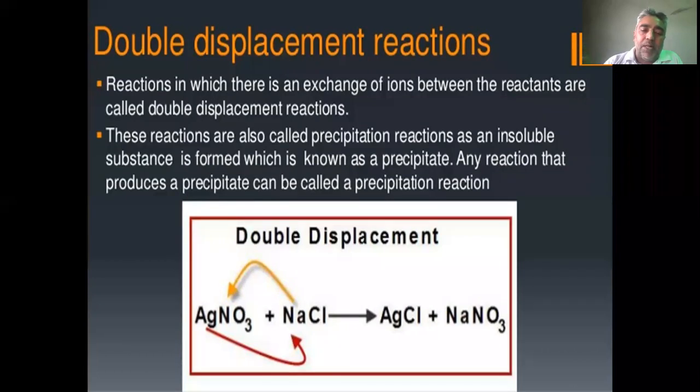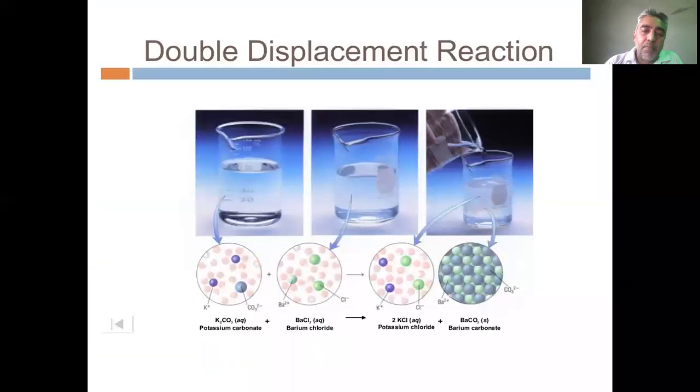For example, silver nitrate plus sodium chloride forms silver chloride and sodium nitrate. This is a double displacement reaction. Here is also another one, potassium carbonate and barium chloride. That is also a very, very important question. It forms potassium chloride and barium carbonate.